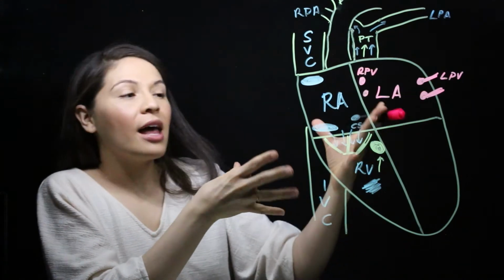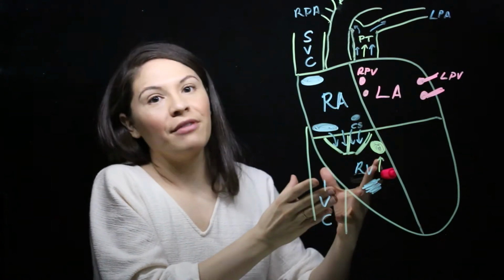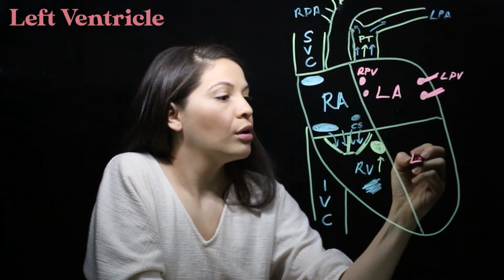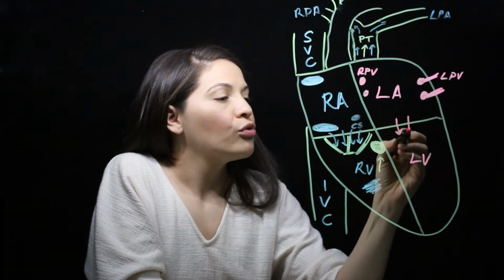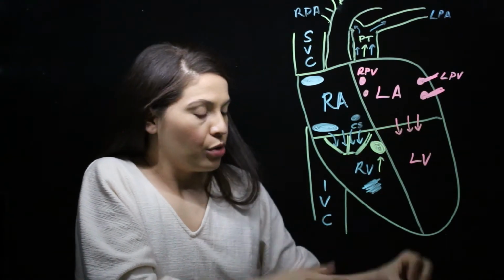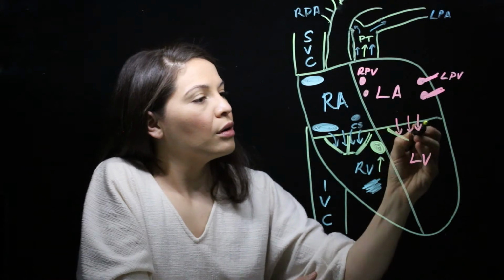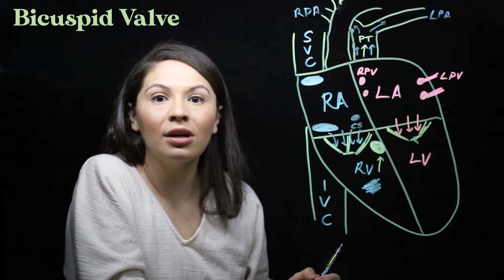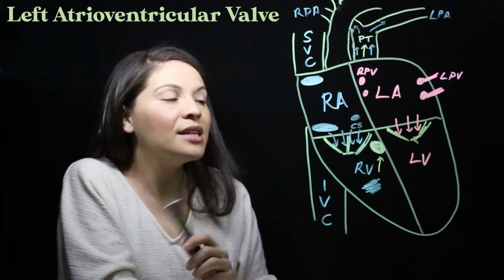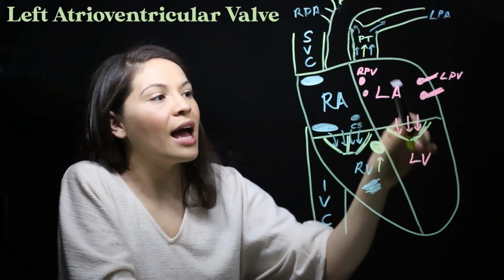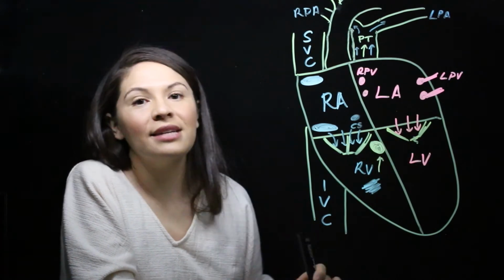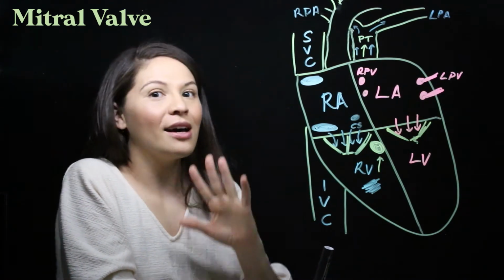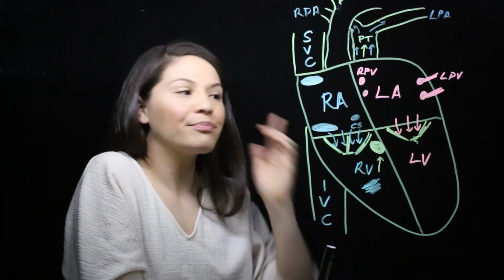So just like how the blood from the right atrium moved into the right ventricle, the blood in the left atria is going to drain down into the left ventricle. So that blood is going to drain here through a valve, and that is the bicuspid valve. So bicuspid because it only has two cusps. It's also known as the left atrioventricular valve, again because it's between the atria and the ventricle on the left-hand side. And it is also known as the mitral valve. So those three names are all correct. It's just a different name.